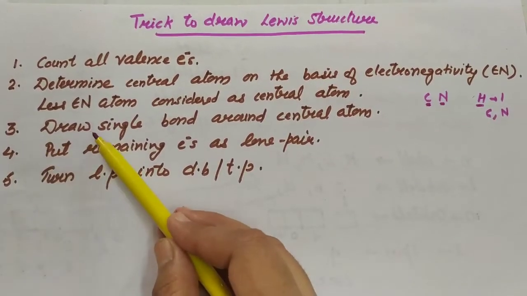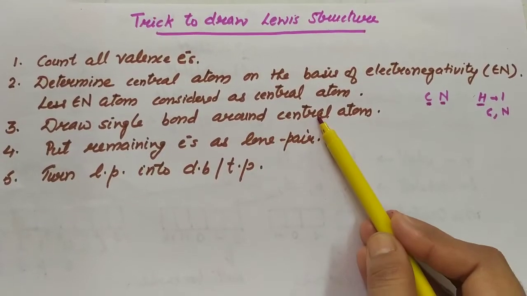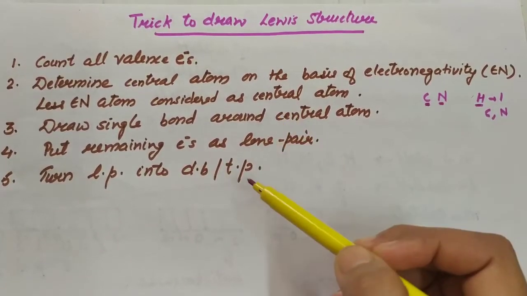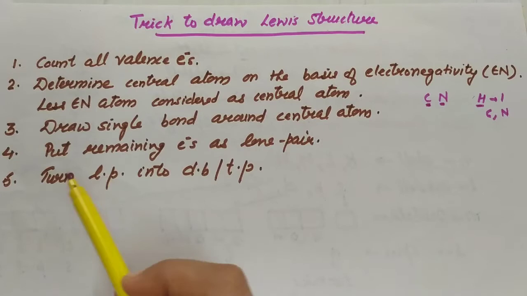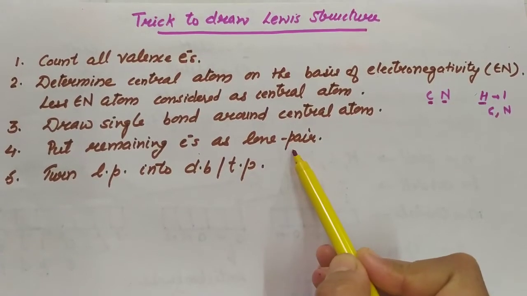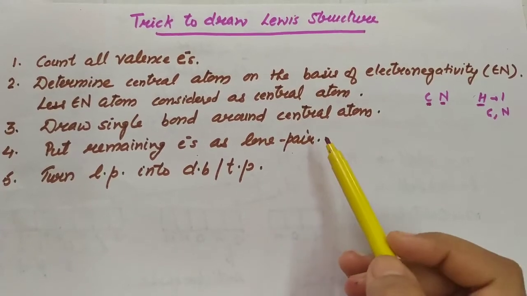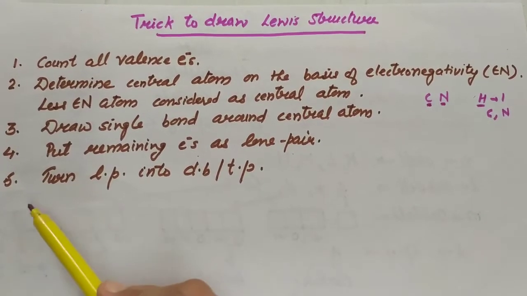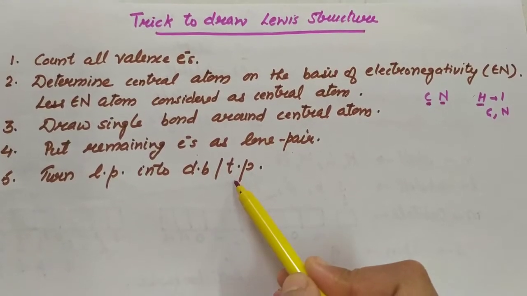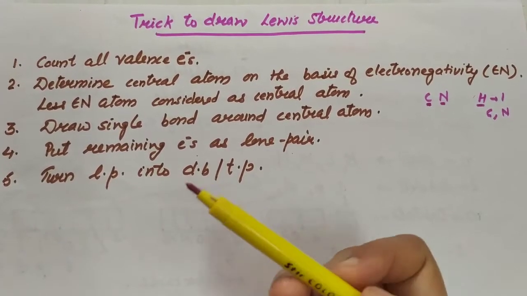The third step is to draw a single bond around the central atom. After that, draw single bonds from the central atom to the surrounding atoms. The fourth step is to put the remaining electrons as lone pairs. And the last step is to turn lone pairs into double or triple bonds. This can be well explained with the help of examples.